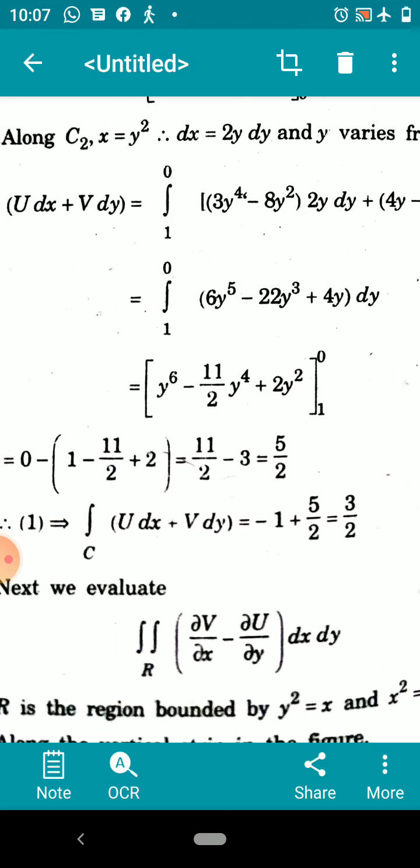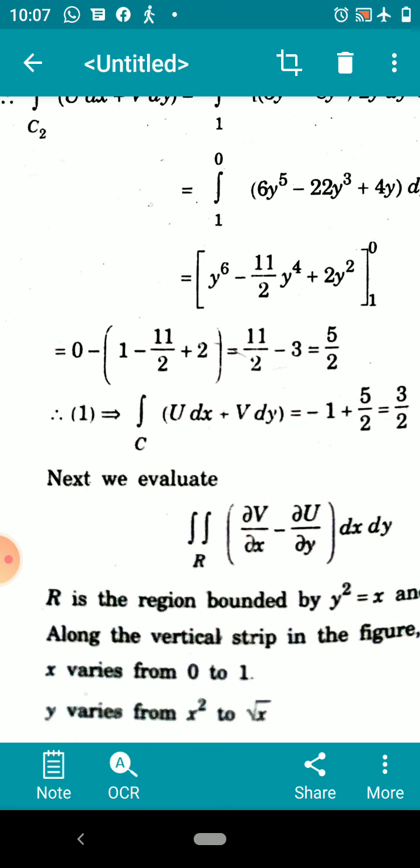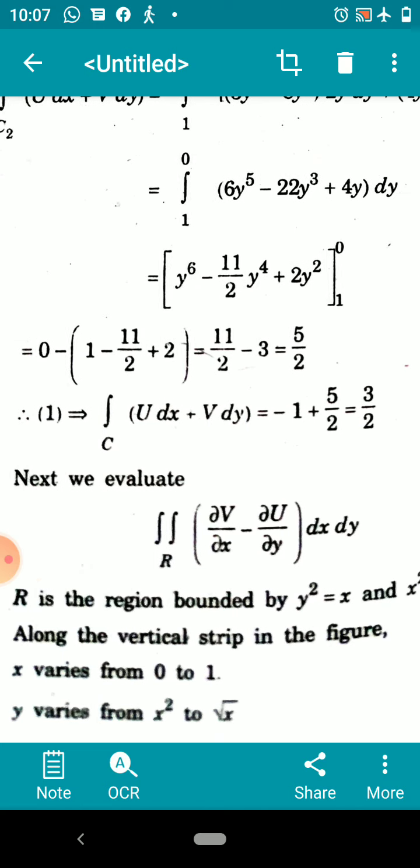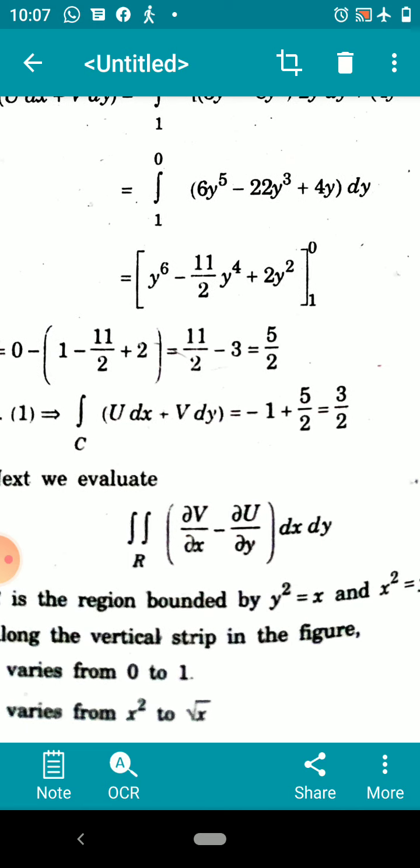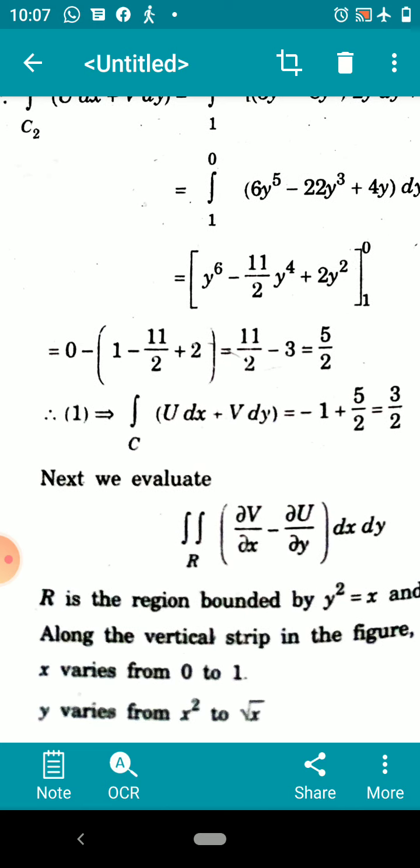Now we have to apply the main integral, that is the integral over C of u dx plus v dy, that is minus 1 plus 5 by 2, that is 3 by 2. So next we have to evaluate the right hand side, that is the double integral over R of dou v by dou x minus dou u by dou y, dx dy. If both the sides we are getting 3 by 2 only, the theorem is hence proved.